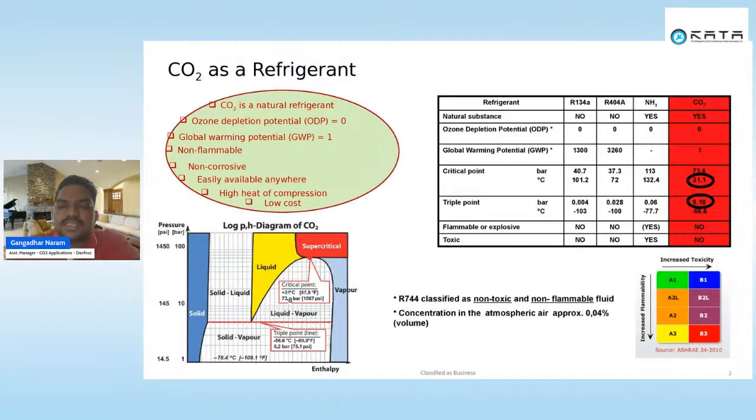CO2 is, first of all, a non-flammable, non-explosive, and non-toxic refrigerant. If you look at the ASHRAE 34 toxicity and flammability chart, R744 or CO2 is an A1 refrigerant, and it is nearly 0.04% by volume in the atmospheric air.